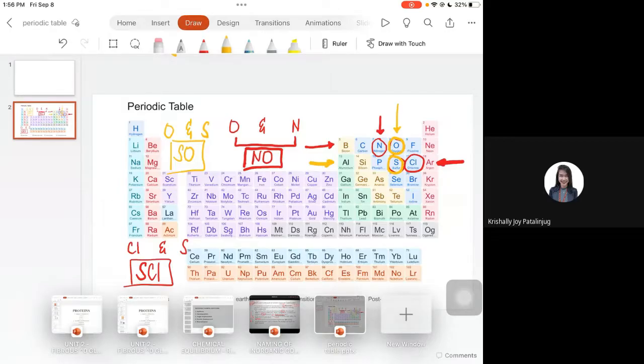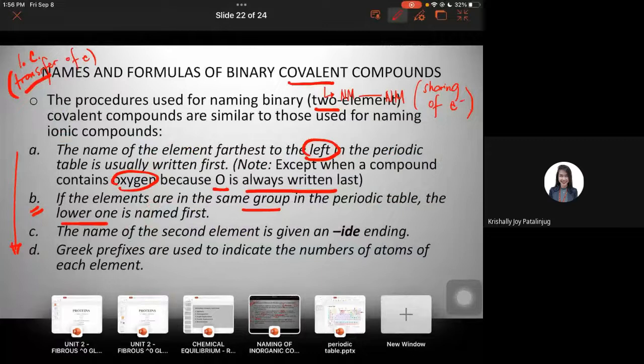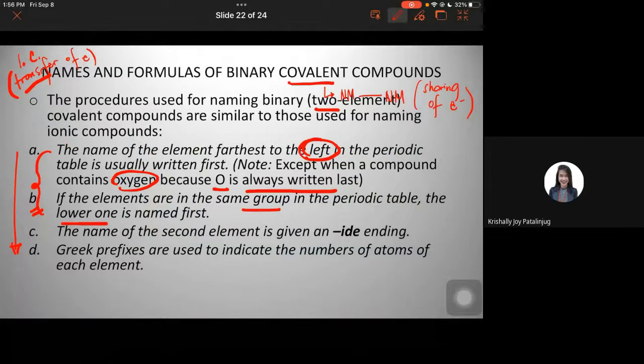What's the rationale behind why the leftmost elements in the periodic table and the lower ones are written first in the formula of any covalent compound? It is because they are least electronegative. The least electronegative atoms are written first in writing a covalent compound.